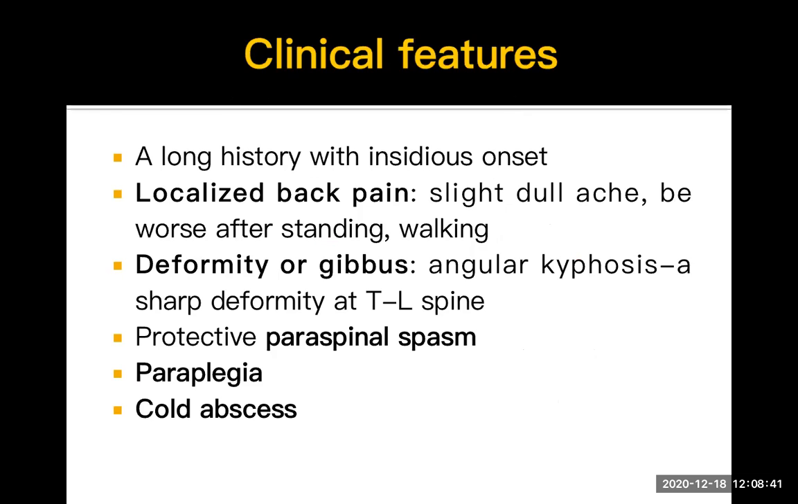So what are the clinical features of tuberculosis of the spine? There is a long history with insidious onset. That's what tuberculosis is all about. Okay, insidious onset or slow onset, and there is a long history. There is a localized back pain. The affected vertebra is only having pain, and that may be a slight dull ache, or it may be worse after standing or walking. And when we press there, there will be severe pain.